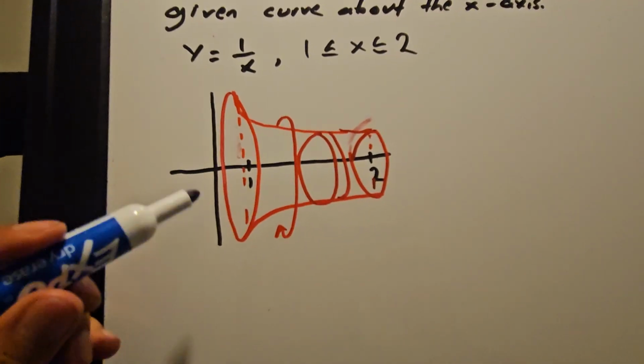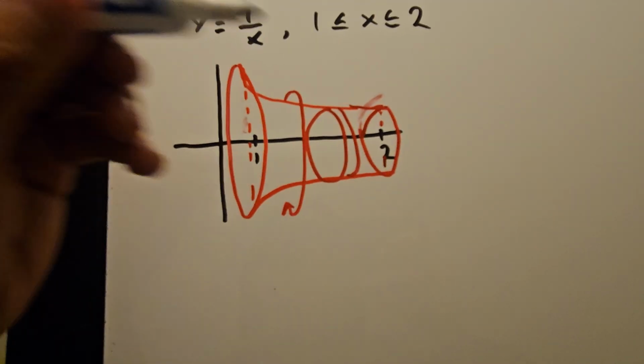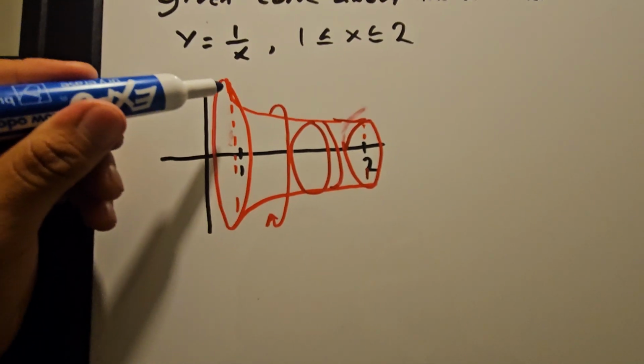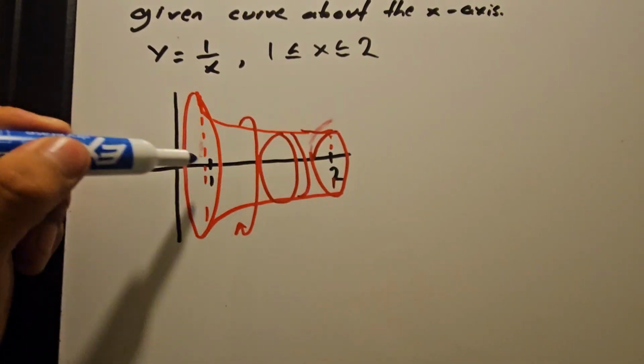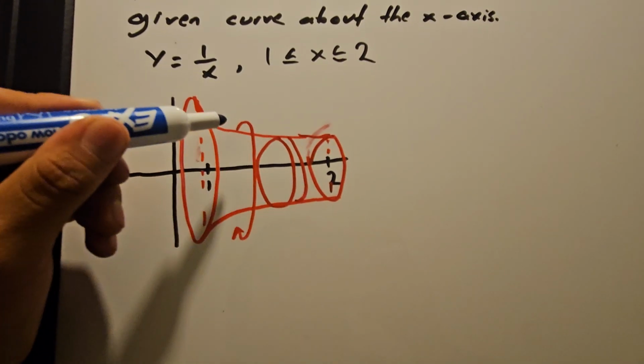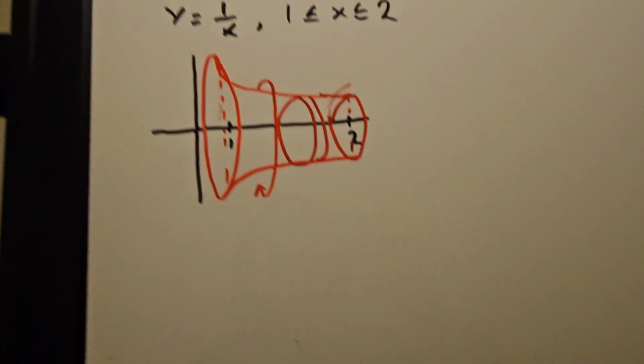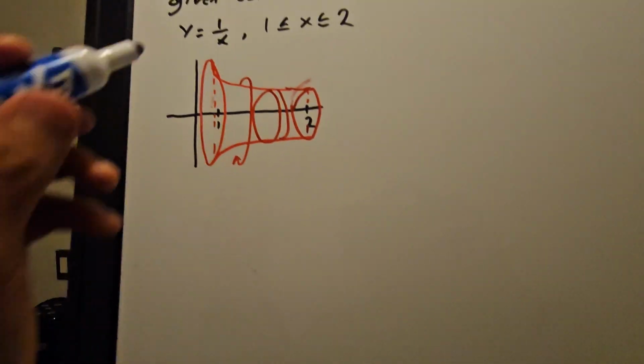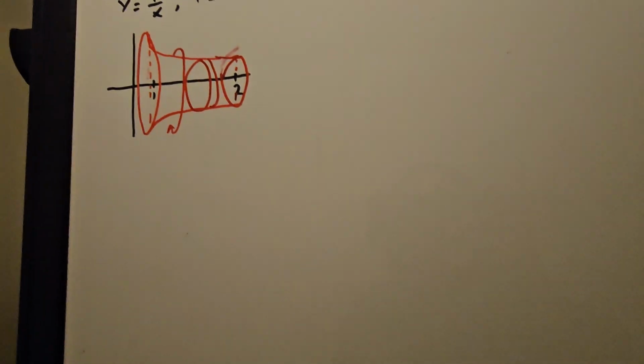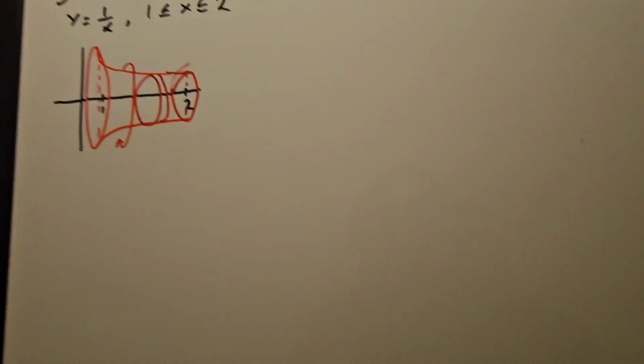And this is more or less what your curve will look like rotated about the x-axis. This is y equals 1 over x from the points 1 to 2. Cut those off and then just rotate the curve, and that's more or less what your graph is going to look like. So let's go ahead and solve this.